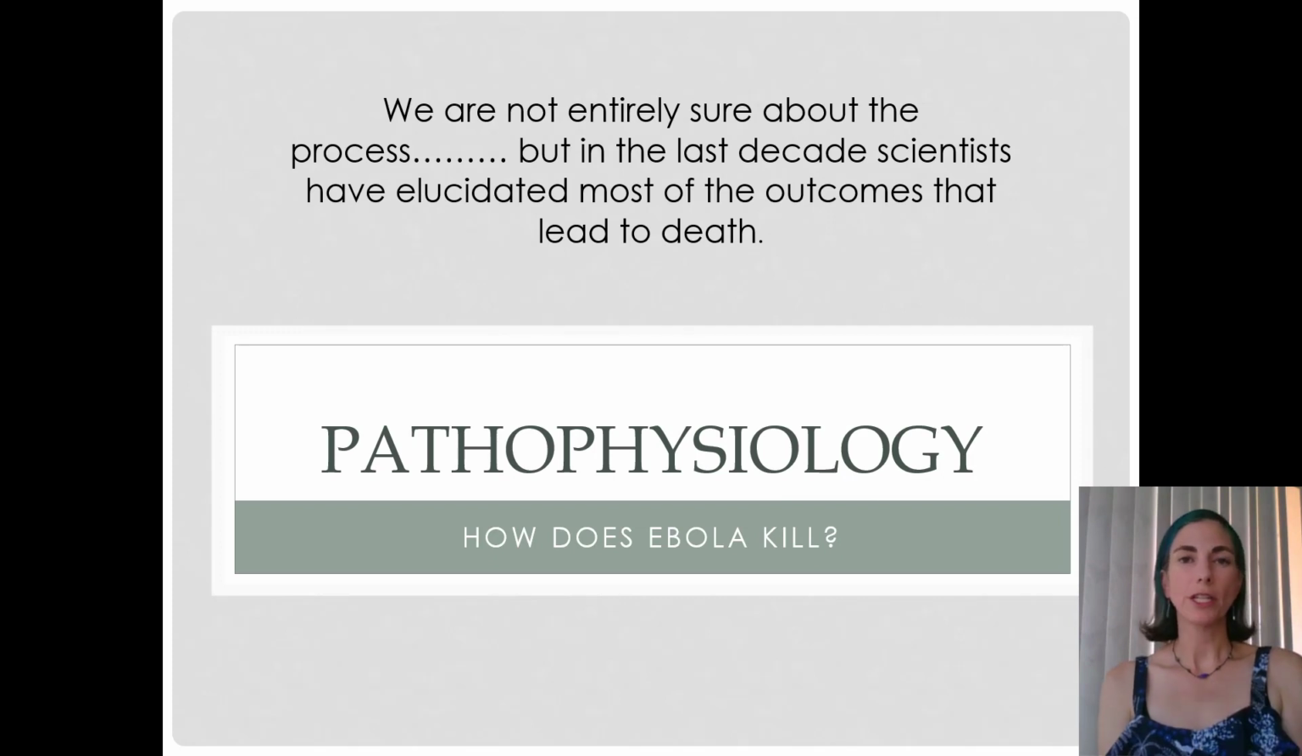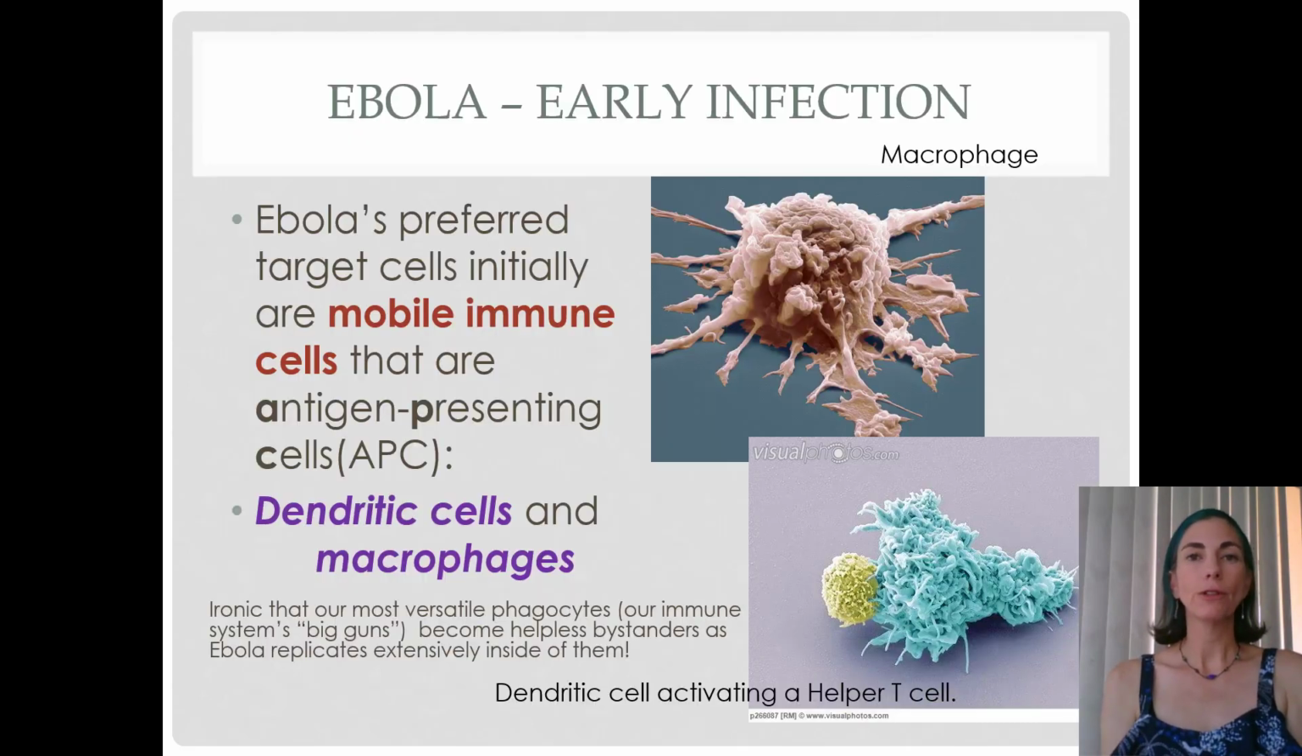So the first question to answer is, what cells are picking up Ebola at the start of the infection? It turns out that the first cells that Ebola infects are mobile antigen-presenting cells. In class we covered macrophages, but there's another group of antigen-presenting cells that are also very mobile, and these are dendritic cells. Dendritic cells and macrophages look very similar. You can see in the bottom picture a dendritic cell, the blue one, activating a helper T cell in yellow.